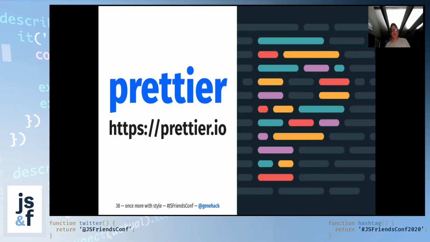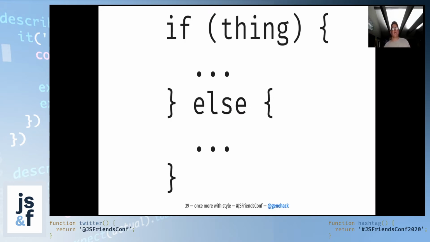So when I said it was opinionated, what I mean is that if you run your code through Prettier, you're going to get a cuddled else. And this is a cuddled else. It's the form of layout where you put the else on a line and it's surrounded by the closing bracket of the if and the opening bracket of the else.